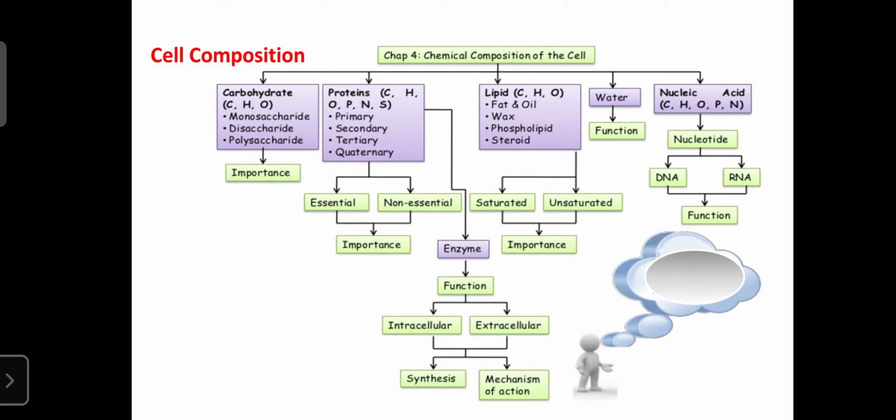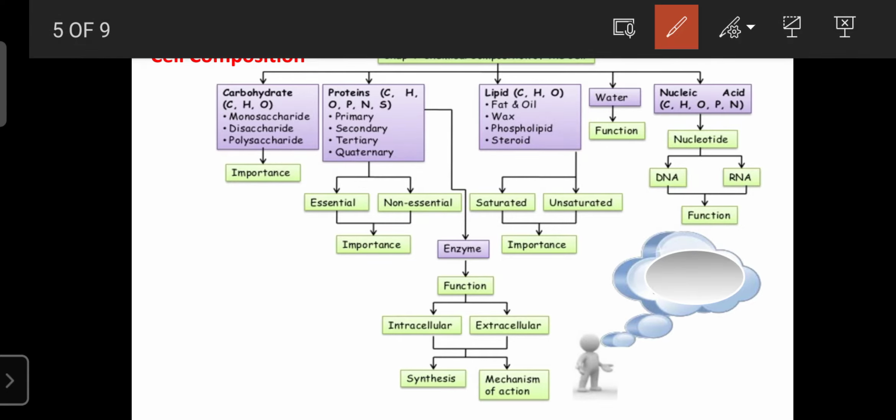Now we can go on to the general composition of the cell. The cell mainly consists of chemical compounds, that is, carbohydrates, made of C, H and O, required for the formation of carbohydrates. The carbohydrates are mainly categorized into monosaccharides, disaccharides and polysaccharides. The main function of these carbohydrates is that they are the source of energy. Dear students, 1 gram of carbohydrate can give roughly 17 kilojoules of energy.